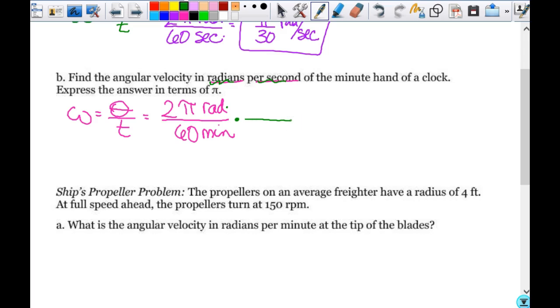Now, I need to convert. So I need to change the minutes to the seconds. In order for my minutes to cancel out, they're in the denominator here. They need to be in the numerator here. And I want my minutes to change to seconds. Put your units in first, and then decide where your numbers go so you don't get it backwards and weird. So I know to convert from minutes to seconds, that's 1 minute for every 60 seconds. Then when you look at this, your minutes cancel out, right? And now I've got my radians per second, which is what I needed right there.